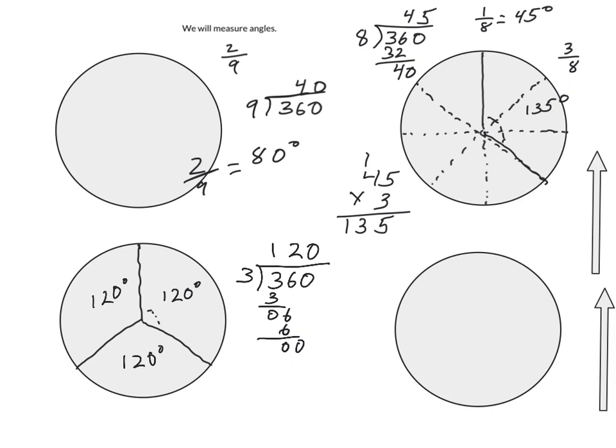Now for this last one here, I'm going to divide this into 15 parts. Okay, so 360 divided by 15. 15 goes into 36 2 times. 2 times 15 is 30. Bring down the 0, 60. 15 goes into 60 4 times. So 1/15 of our entire circle equals 24 degrees.